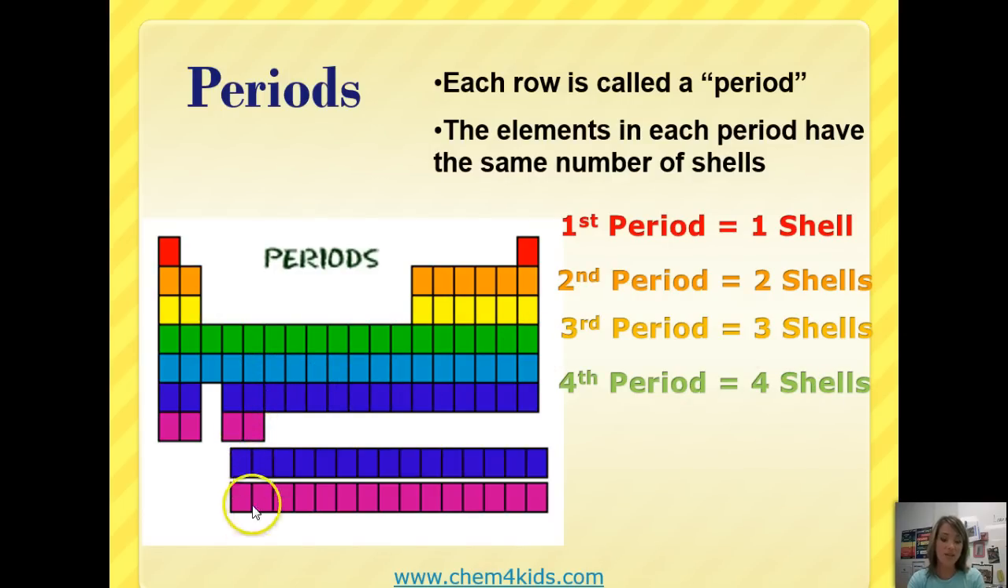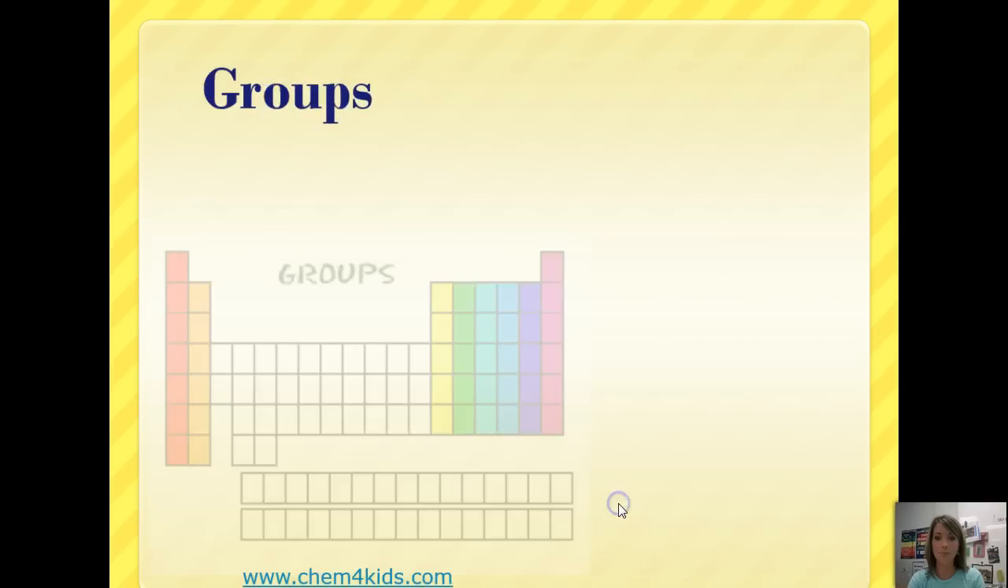Now notice that these are the same color, the rare earth elements, as the last two periods on the periodic table because they're pulled out of this position right here. So it's going to be one energy level, 2, 3, 4, 5, 6, and 7.